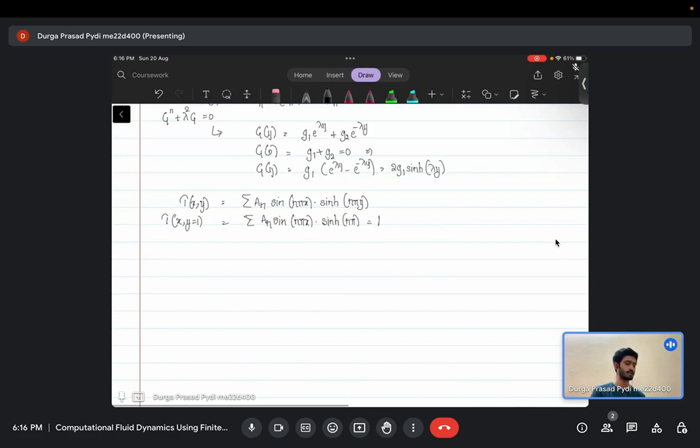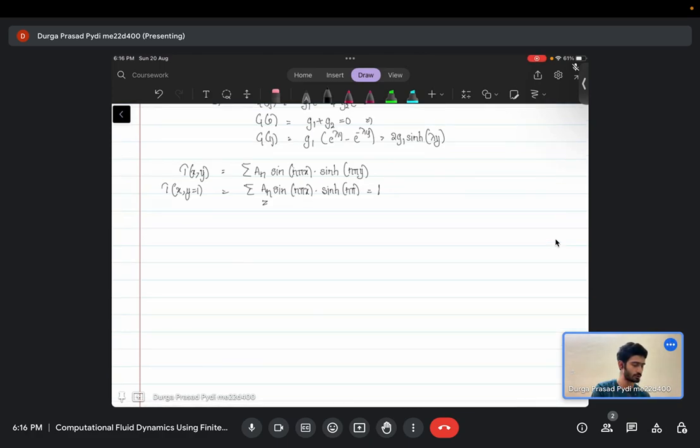So the only unknowns are essentially your a_n. These are obtained by your orthogonality property. So essentially what you do is you just multiply with sin n pi x and take an integration over both the sides. For all the terms where n is not equal to m, you essentially end up with a 0. That is the orthogonal property of these sine functions.